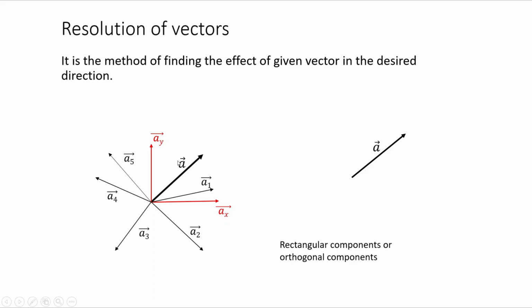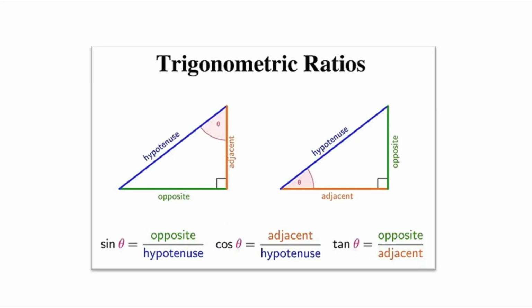But for our convenience, we are going to resolve this vector into two perpendicular components called orthogonal components or rectangular components. That is, we are going to find the effect of this vector A along these two perpendicular directions. Now before getting into resolving the vectors, let's have a look at the trigonometric ratios.